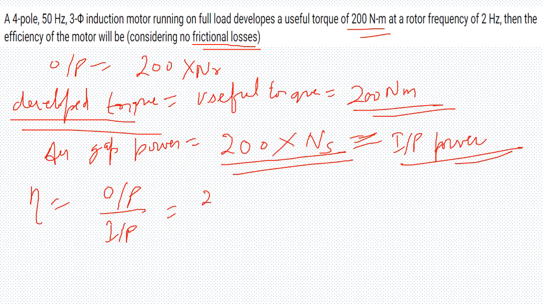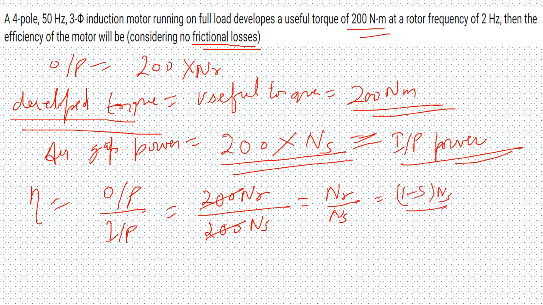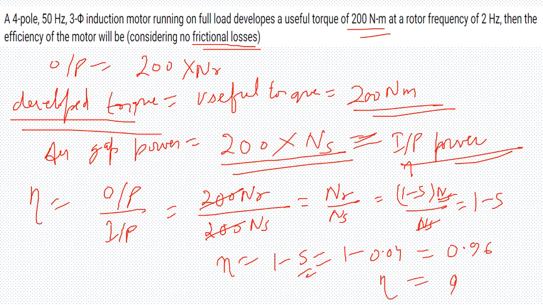The output is 200 into nr, over the input, 200 into ns. You can see that a very nice relationship is developed: efficiency is nr over ns, where nr is 1 minus s into ns, over ns. So it is 1 minus s. Eta is equal to 1 minus s, which is 1 minus the s that we calculated, 0.04. So we get 0.96, and in percentage, eta is 96%.